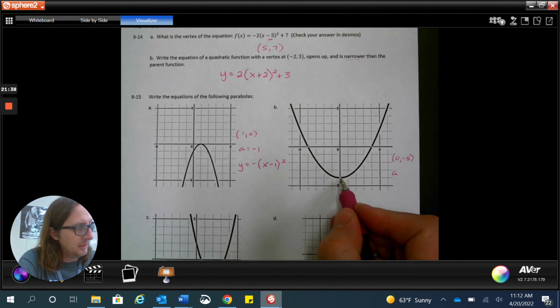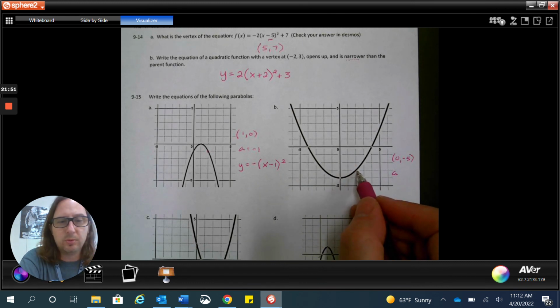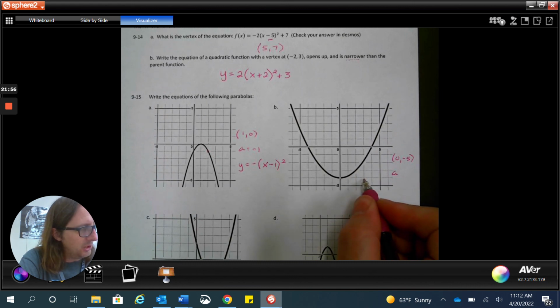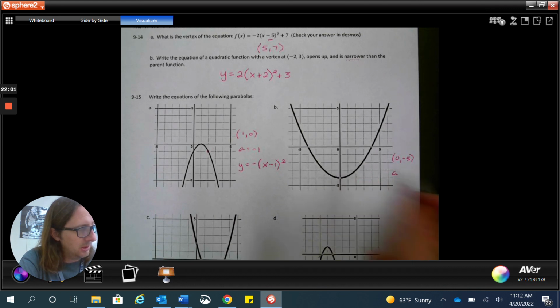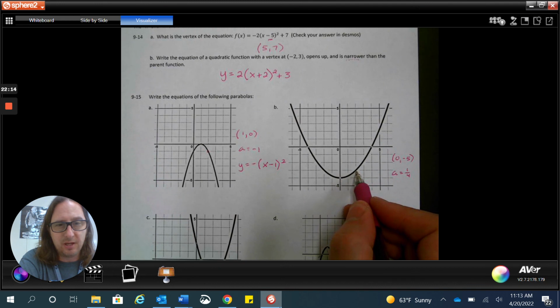And then when I go over 1, I don't go up 1. It looks like when I go over 1, I go up a half. Let's check when I go over 2. When I go over 2, I don't go up 4. I only go up 1. Ooh, so it's not a half. When I go over 3, I go up 2 and a quarter. Huh. So it looks like this is 1/4. Because when I went over 2, instead of going up 4, I only went up 1. That's 1/4 of the distance I should have gone.